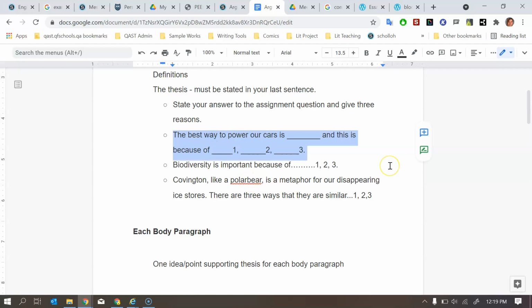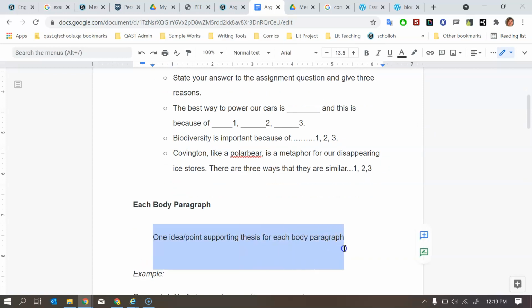This is a really good sample here, the sentence that I've highlighted. This type of thesis statement never goes out of style. This is a good way to understand, for your reader, the map of where you're going. It has my opinion. The best way to power our cars is gasoline, or is biofuel, or is electrical energy, like electrical battery-driven cars. And then I have 3 reasons why. These 3 reasons help us build our body. Each of those 3 reasons is 1 paragraph in our body.